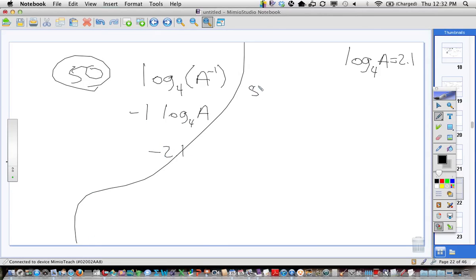All right, so that wasn't too bad, but then we get to 52, and it says log base 2 of A. Now that's a problem because this is base 4. Any ideas?